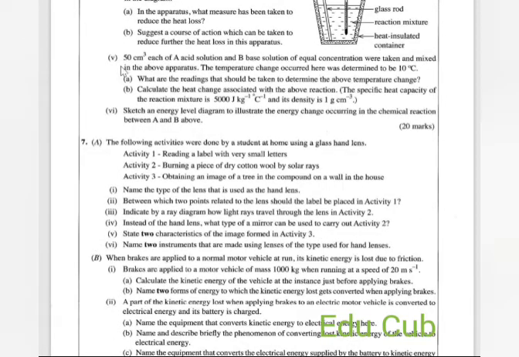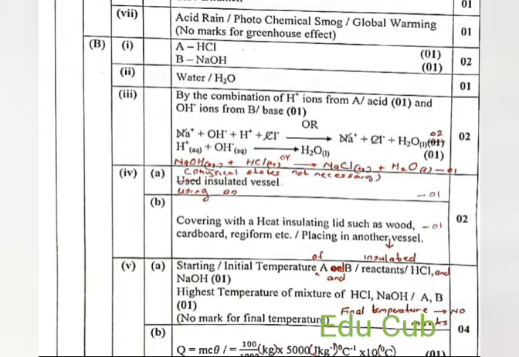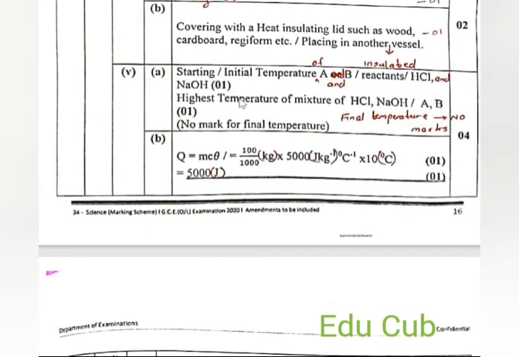Okay, for the fifth one, 50 cubic centimeters of each A acid solution and B base solution of equal concentration were taken and mixed in the above apparatus. The temperature change that occurred here is determined to be 10 Celsius. What are the readings that should be taken to determine the above temperature change? Here, let's move to the answers. Starting, the initial temperature of A and B, reactants HCl and NaOH. Highest temperature of the mixture of HCl and NaOH.